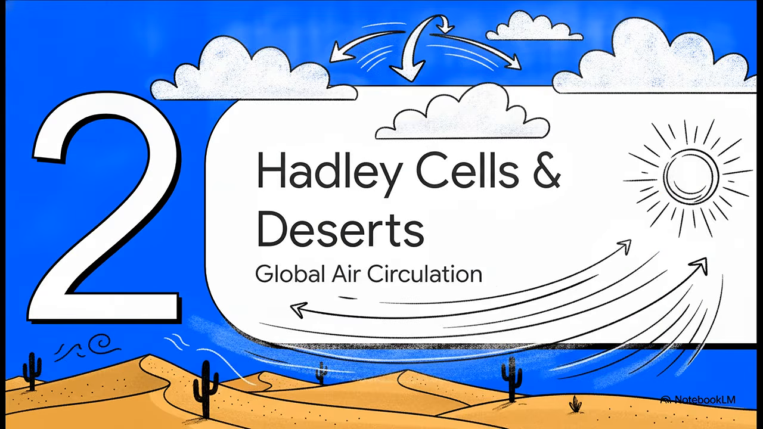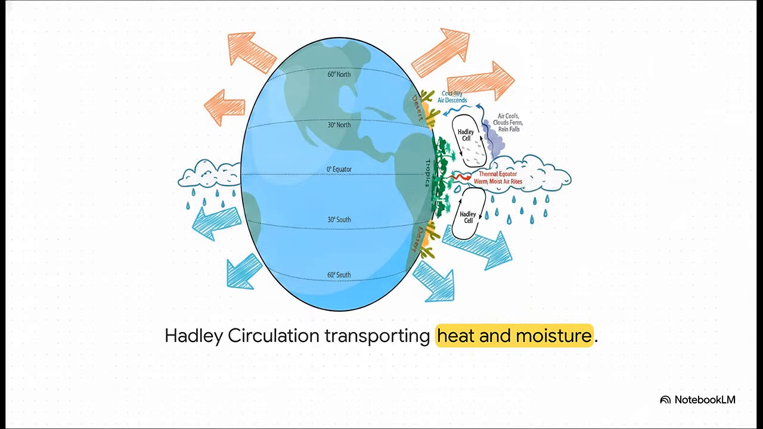So what goes up must come down, right? Which brings us to Section 2, Hadley cells and arid deserts. This brilliantly illustrates the complete atmospheric loop known as the Hadley cell. After those hot towers of air dump all their rain over the equator, the air doesn't just stop. It continues to rise to the upper troposphere and is pushed outward toward the poles.